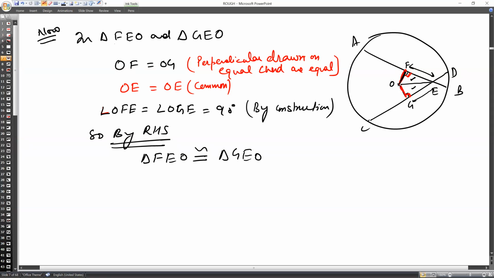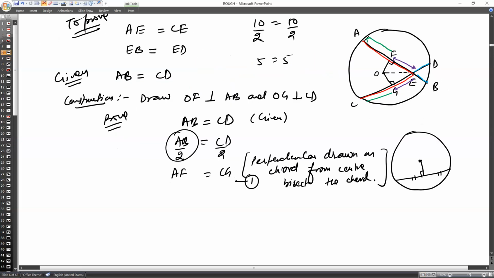The reason is that by CPCT we can prove that FE is equal to GE. So by CPCT, if the two triangles are congruent, you can write FE is equal to GE. Okay, understood? Yes, sir. Now what we are going to discuss here is that, in the previous one, the green we have already proved, that AF is equal to GE.